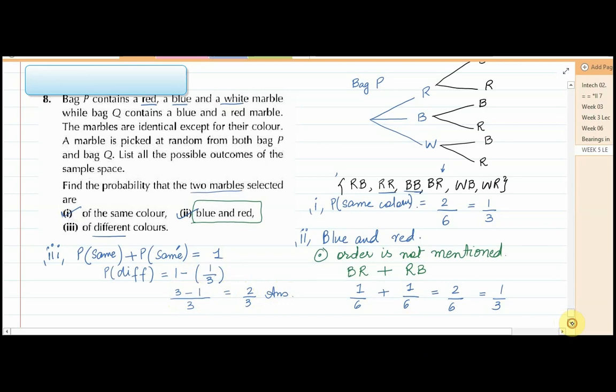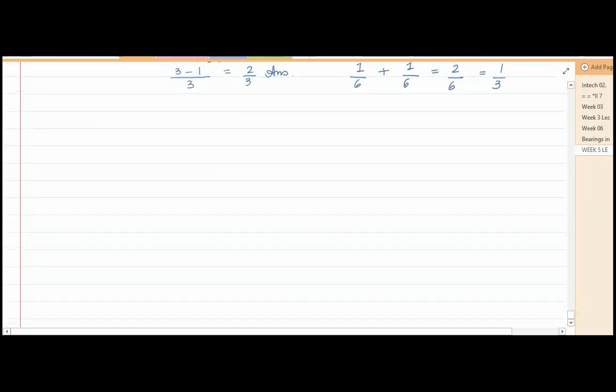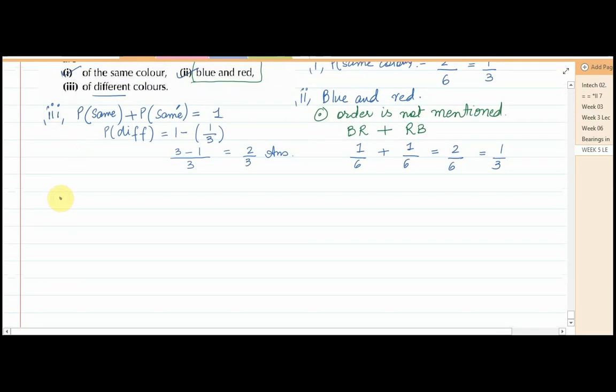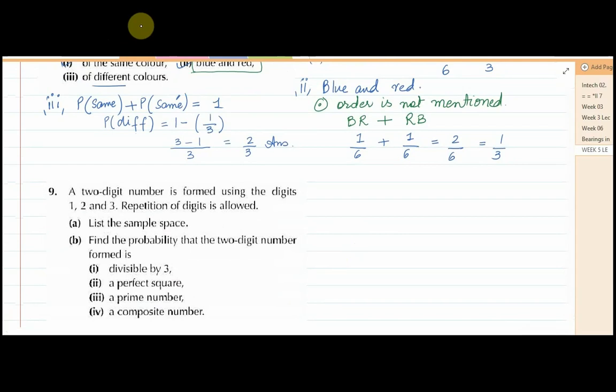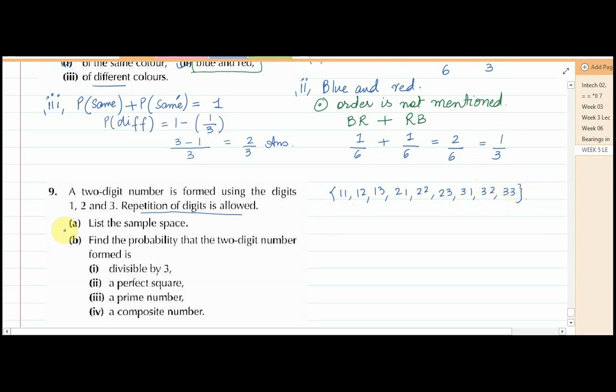After question number 8, moving on to the next question, it's question number 9. Our 2-digit number is formed using the digits 1, 2 and 3. Repetition of the digits is allowed. List the sample space. So how many numbers can you form with these 3 digits? It can be 11 because repetition is allowed, right? 12, 13, 21, 22, 23, 31, 32 and 33. These are the sample space. So that is your first part answer.